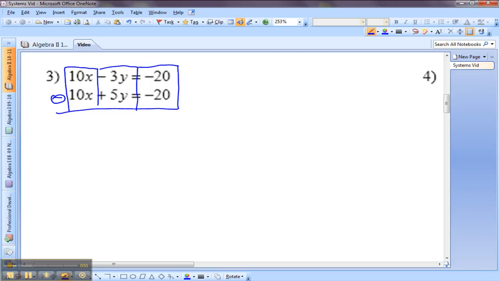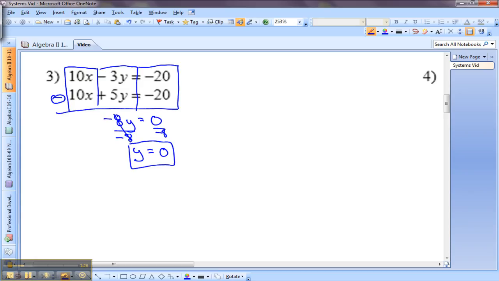So working through this problem, we have 10x minus 10x, which would cancel out. -3y minus a positive 5y would give us -8y, and -20 minus -20 would give us 0. Dividing both sides by 8, we get a y value of 0.